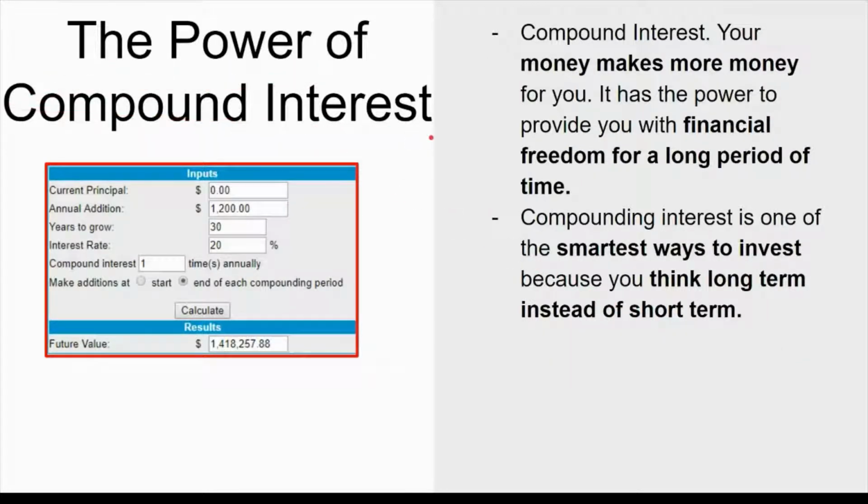And the power of compound interest. From the calculator that we had earlier, I made my own scenario, if you look at it here. You can see the current principal was $0, so we start out with nothing, and an annual addition of $1,200, which means that you would basically invest $100 a month, and you give it 30 years to grow at a 20% interest rate or return on investment, and you compound it one time annually at the end of each compounding period. And when you calculate it, you can see that you would end up with $1,418,257.88, which is just tremendous from investing only $100 a month.